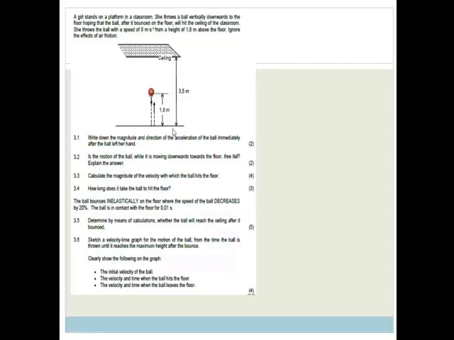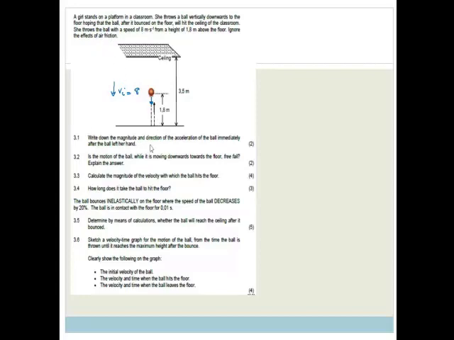It says, a girl stands on a platform in a classroom. She throws a ball vertically downwards, so she throws it down to the floor, hoping that the ball, after it bounces on the floor, will hit the ceiling of the classroom. She throws the ball with a speed of 8, so the initial velocity is 8 meters per second, and it's downwards. It's from a height of 1.8 meters. It says ignore the effects of air friction.